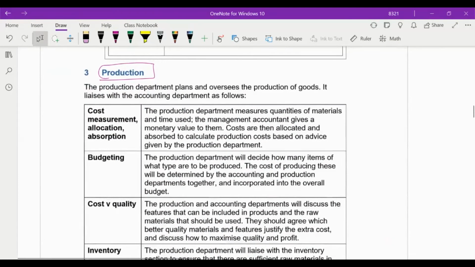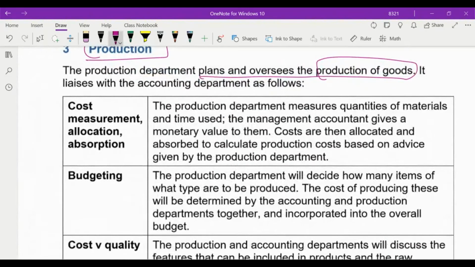Now we have to understand how it is related to accounting and what is the involvement of the accounts department and production department. Okay. So the production department plans and oversees the production of goods. It liaises with the accounting department in the following manner. First is cost measurement, allocation, and absorption. So there is an extensive exercise of how much cost is incurred. There's another subject altogether known as cost accounting for this purpose, some part of which we will study in F2, management accounting.